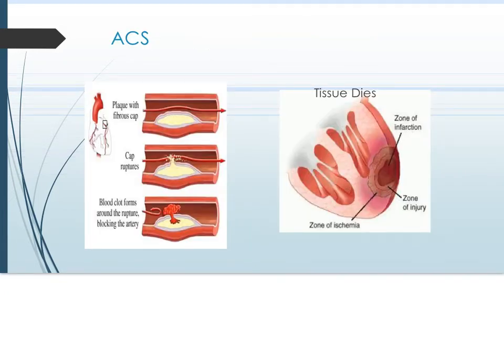Just another picture showing you what happens when we have a plaque buildup that's eccentric, has the cap rupture, and then we have a clot formation. This can potentially lead to tissue death. And so this is obviously what we want to avoid.